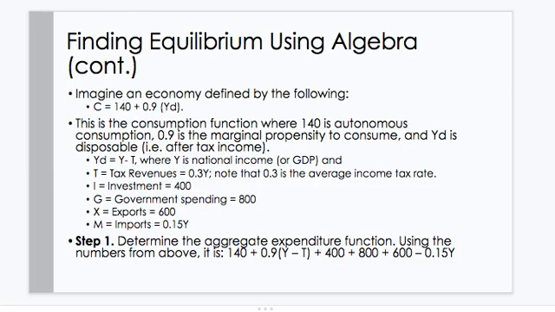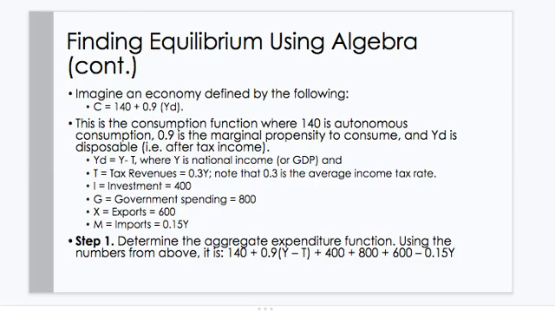So imagine an economy defined by the following. C equals 140 plus 0.9Yd. This is the consumption function, where 140 is autonomous consumption, 0.9 is the marginal propensity to consume, and Yd is disposable income, i.e.